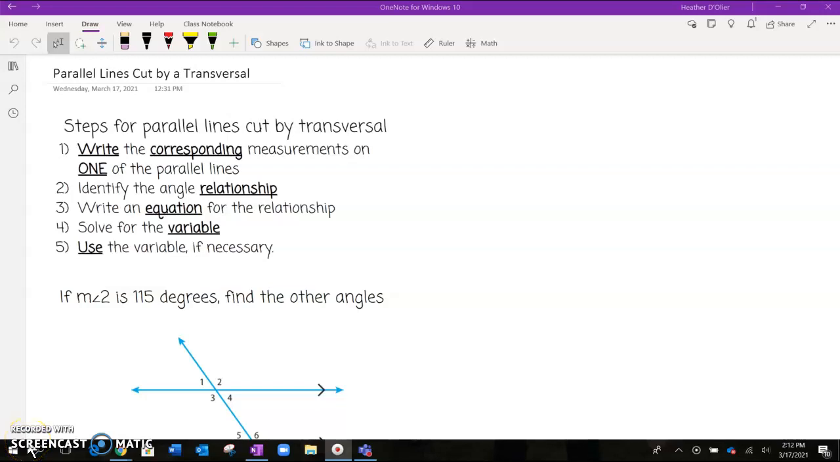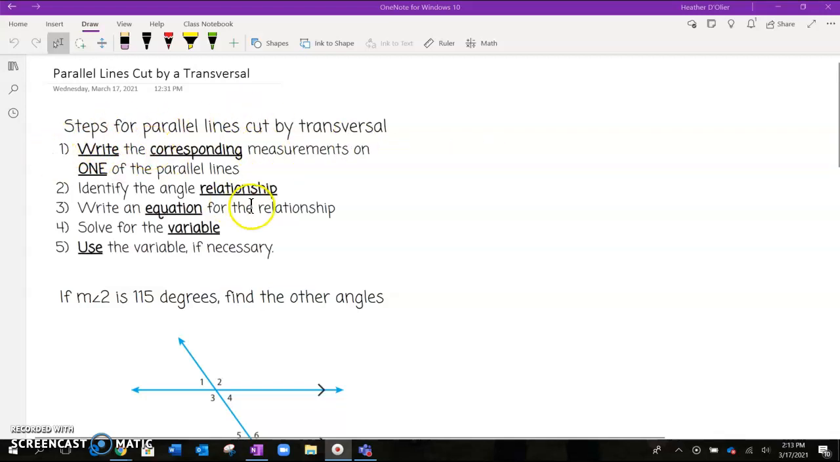Hi, Accelerated. I'm going to teach you guys how to go over parallel lines cut by a transversal. I'm going to start off really basic when there's no variables, but also go over when there are variables. But I'm considering those two different skills, okay? Just so you know.